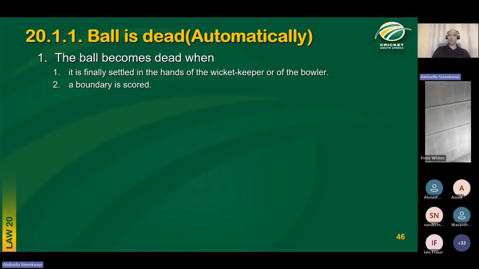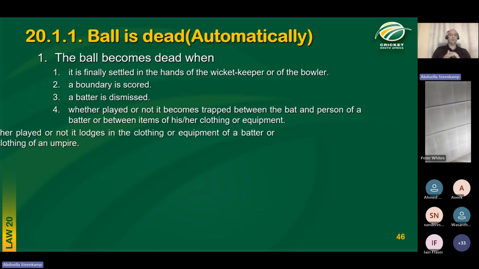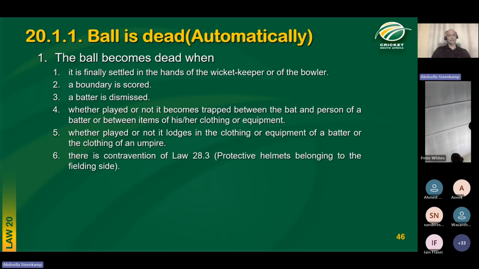When a boundary is scored, ball automatically dead. As soon as a batter is dismissed, ball automatically dead. It gets trapped between bat and person of the batter or between items of the batter's clothing or equipment, automatically dead. It lodges in the clothing or equipment of a batter or the clothing of an umpire, ball automatically dead.